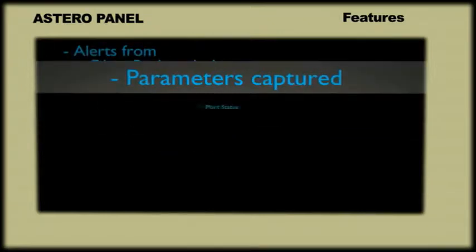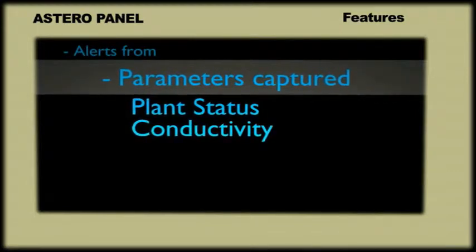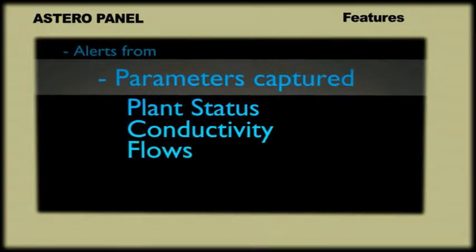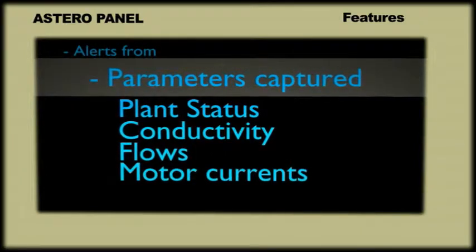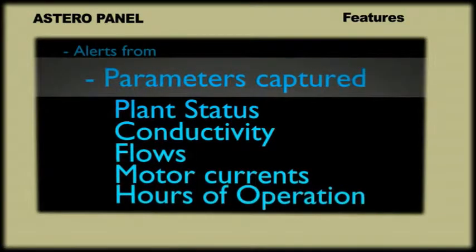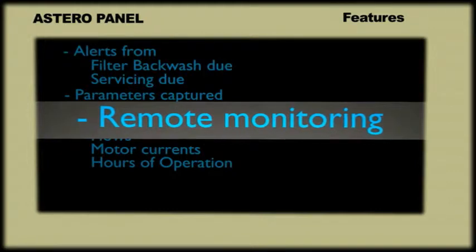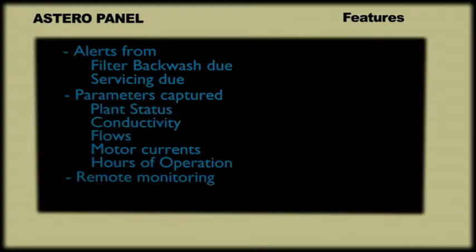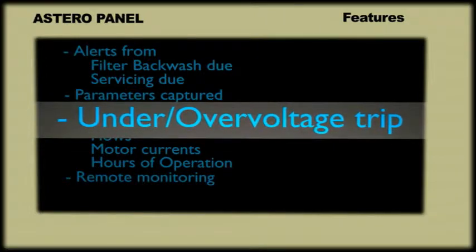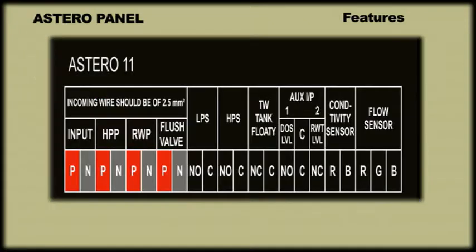Gives plant status, quality, that is conductivity or TDS, quantity, that is flow rate and total volume, currents drawn by individual pump and operation hour at any time. Can optionally give all data to a remote computer or mobile through SMS. Trips the plant in case of over or under voltage and high conductivity or TDS.